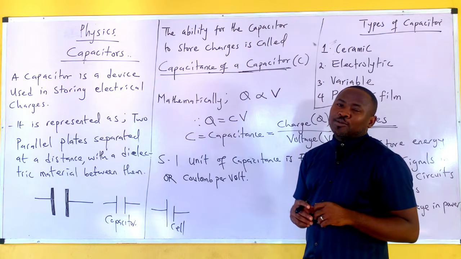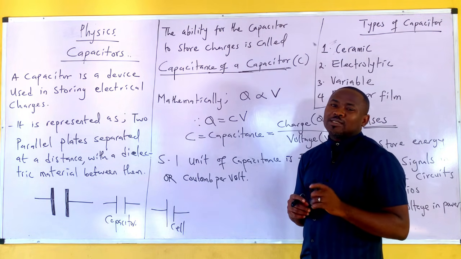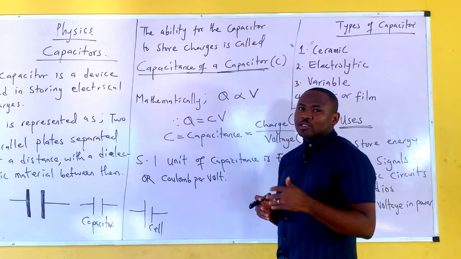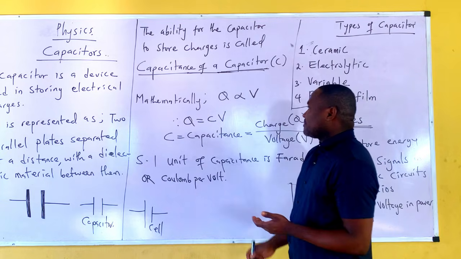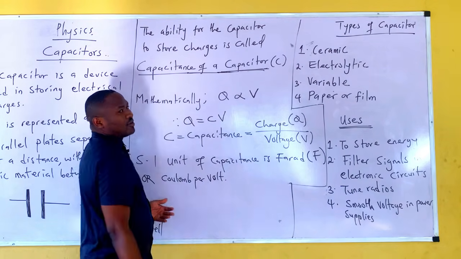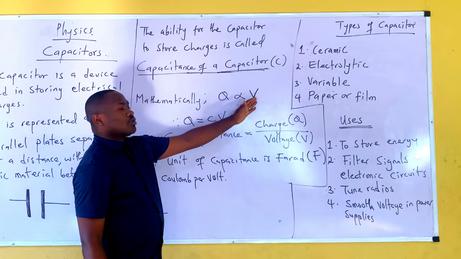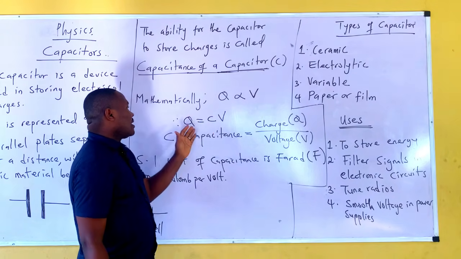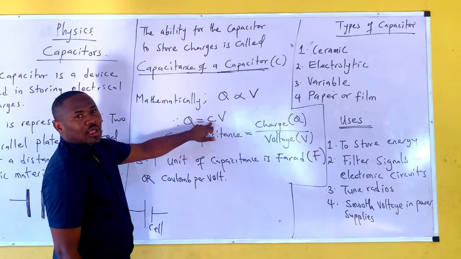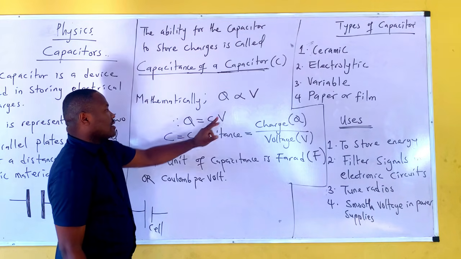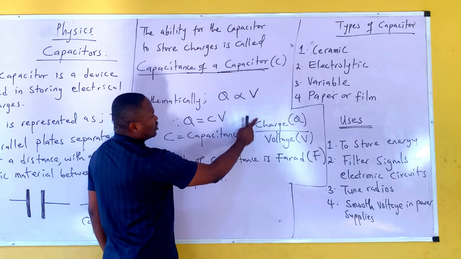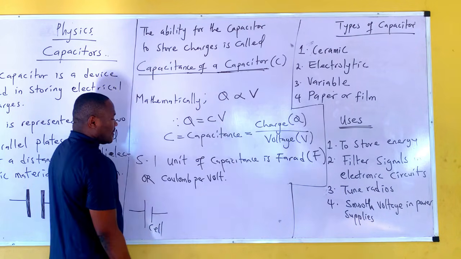In fact, most times when you hear anything that ends with "stance", resistance, inductance, they are all scalar quantities. Now, mathematically, charge is proportional to potential difference, that's voltage. Then charge is equal to, I brought in a constant called capacitance, times V. So capacitance, which is small c, is equal to charge over voltage.